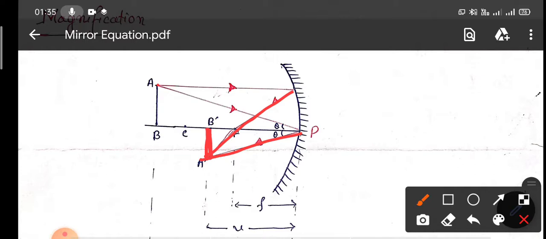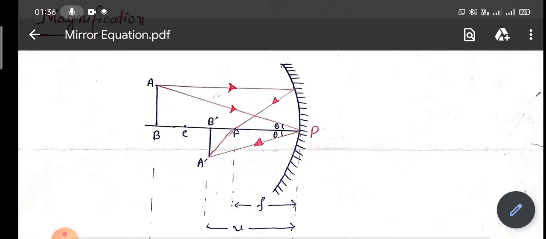A prime B prime is your image height, and A prime B prime is equal to HI. HI is I for image, so HI is your image height. The distance from B prime to P is your V, the image distance. And the distance BP is your object distance, denoted as U. So BP is equal to U.